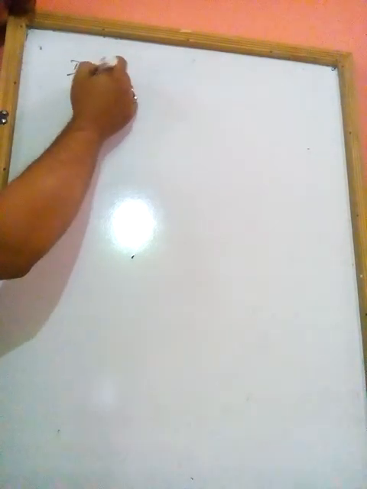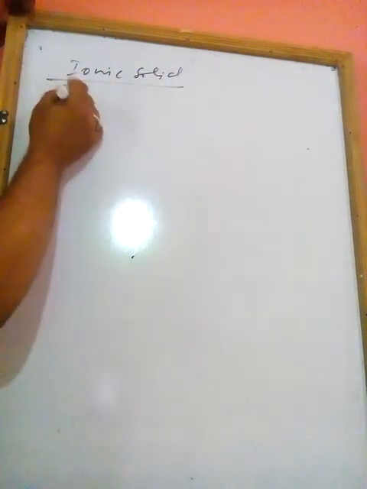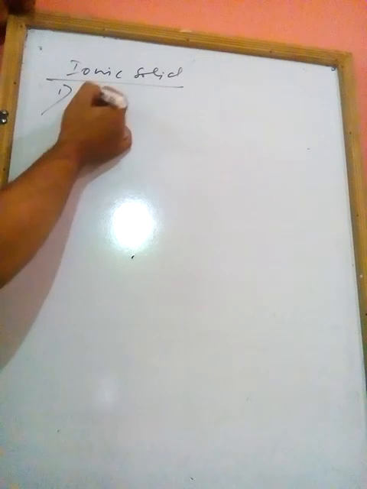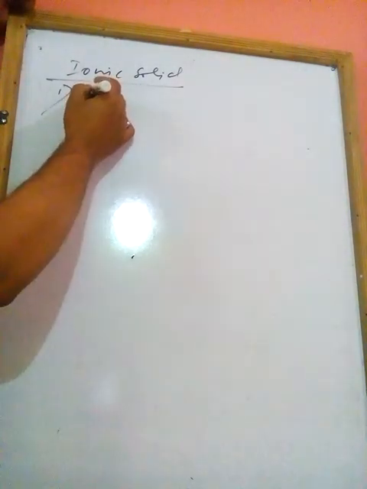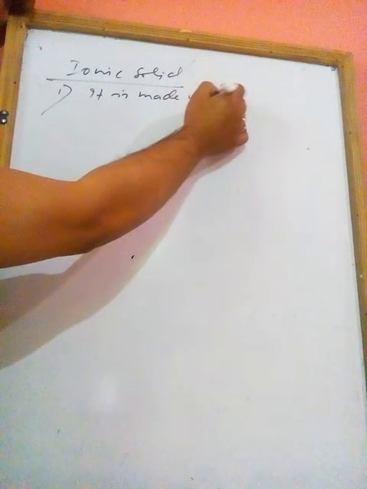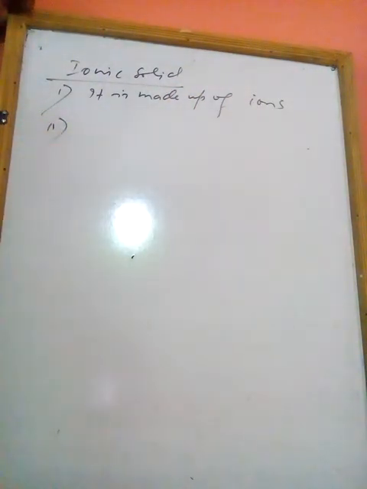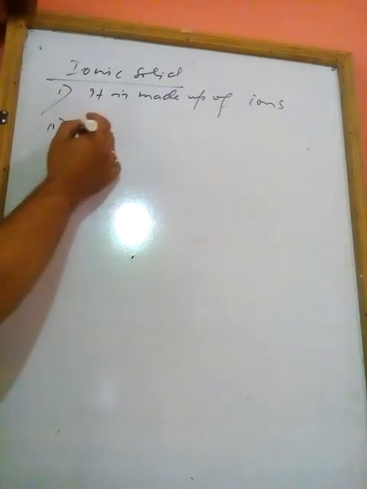What is an ionic solid? It is made up of ions, so its constituting particle is ions. The force of attraction is electrostatic or Coulombic force.